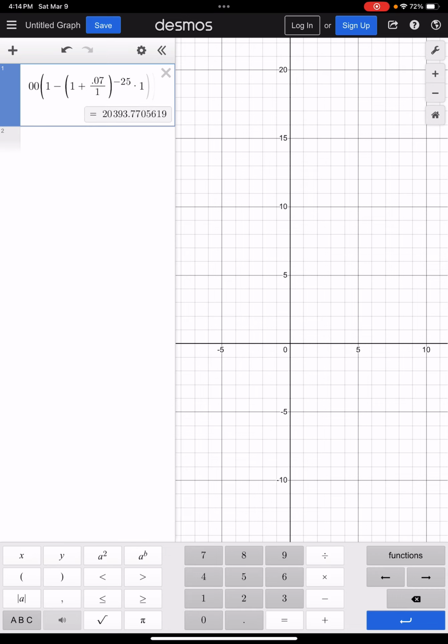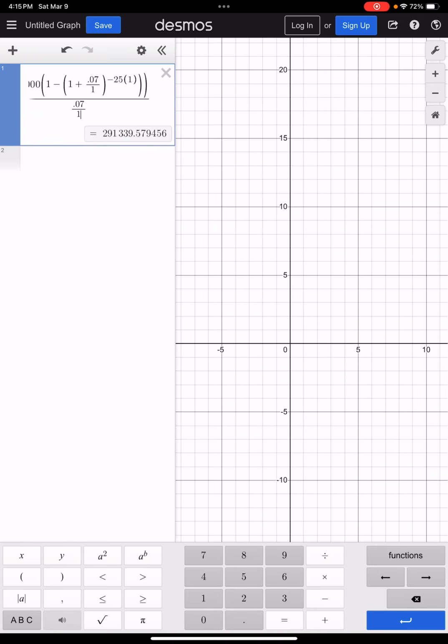And see how it moved the 1 down when I don't want that? So I'm going to go back up here and do a parentheses 1. And that way it stayed in the exponent. And then we can close that parenthesis and the other one, and then hit divide, 0.07 divided by 1 again. So it is saying that the answer is $291,339.58.